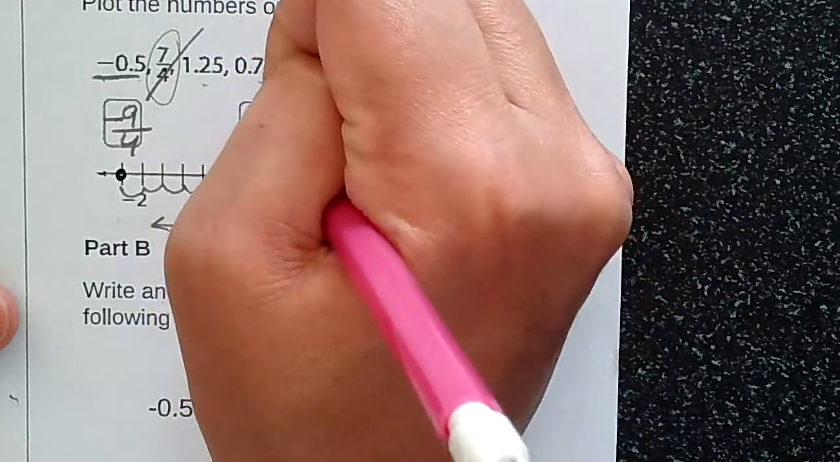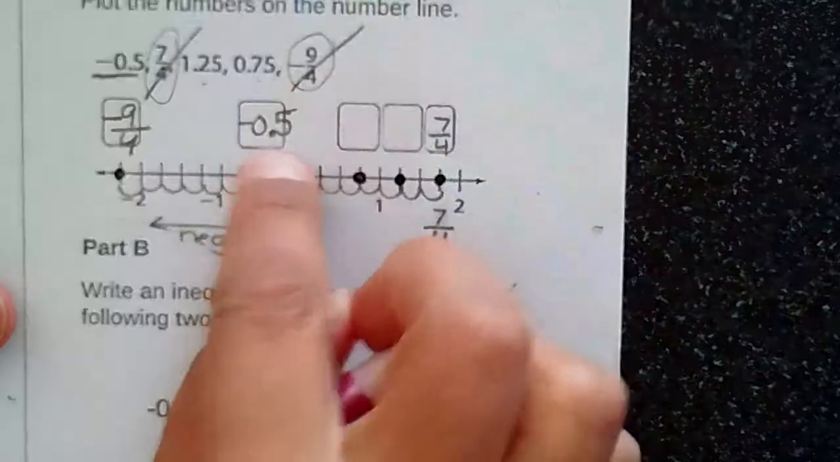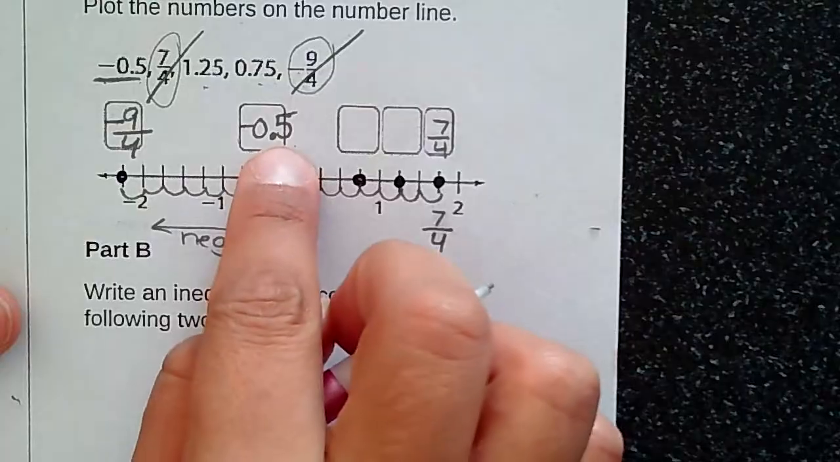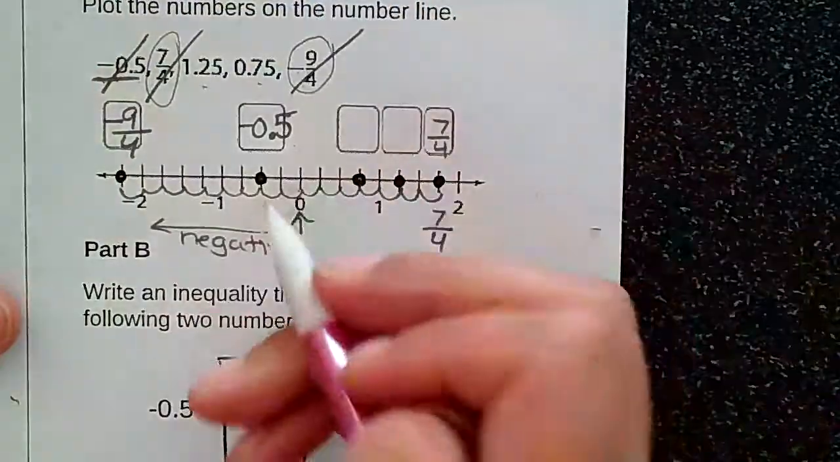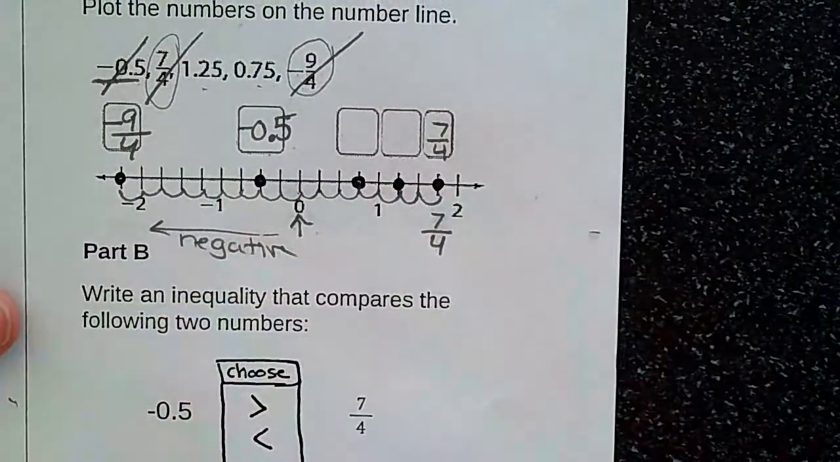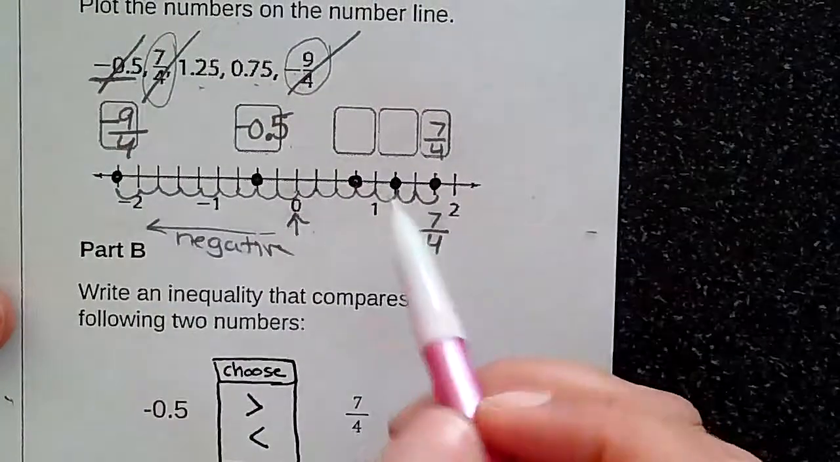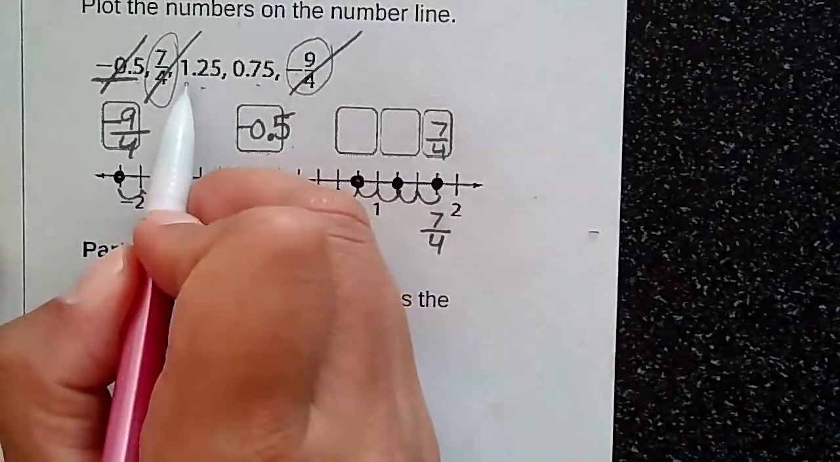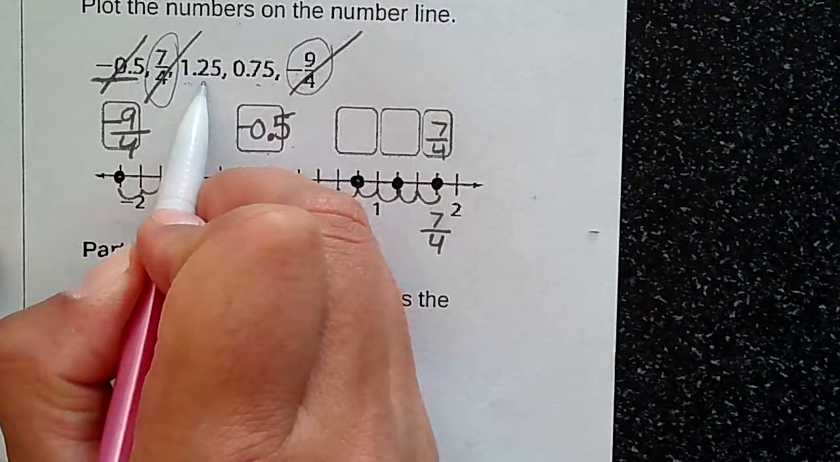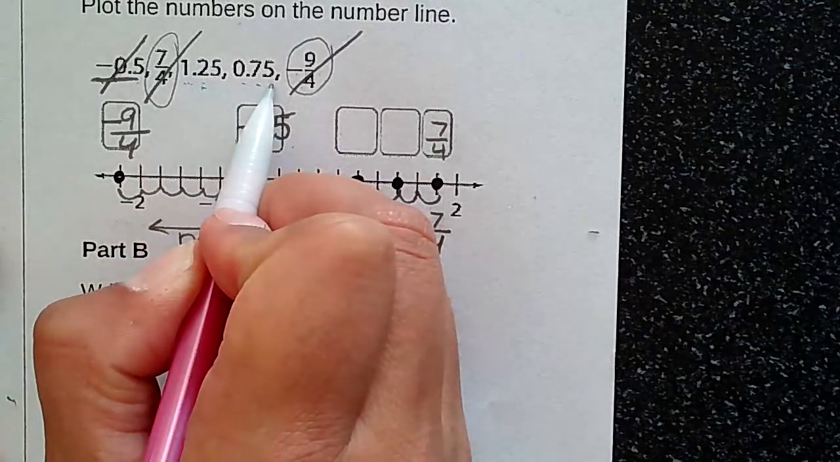And when I go to write this on Savvis, I have to make sure it's in the same format as this. I don't think that I can make this into a fraction on Savvis. All right, now I have 2 numbers left, 1 and 25/100 and 75/100.